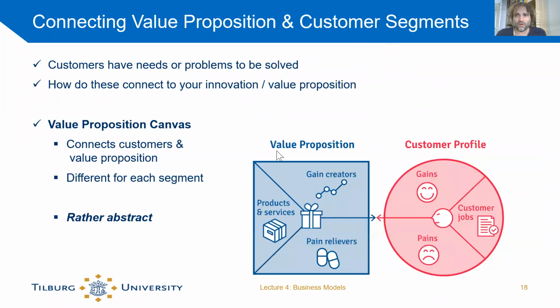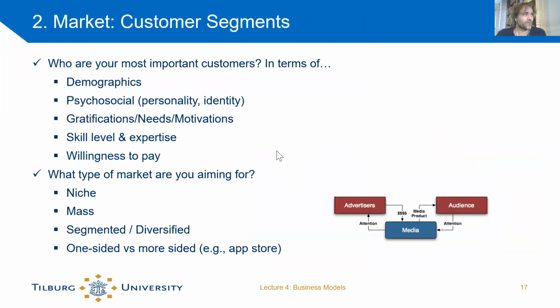So before the break, we talked about the second part, the business model canvas, the market part. We talked about customer segments, who exactly your customers are for different parts of the innovation curve, and also maybe different types of customers that you have.